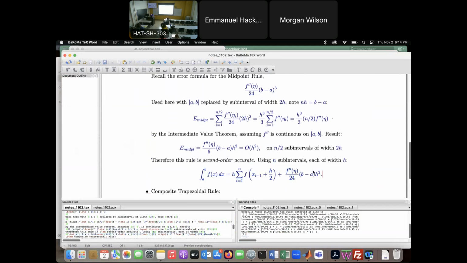Because the other rules I'm going to show you, they also evaluate at n or n plus 1 points. So we want to compare apples to apples in terms of how many times we evaluate f, because that's how you measure the computational expense of these rules. You want to reduce the number of evaluations of f. So at least all the rules I'll show you evaluate f pretty much the same number of times.